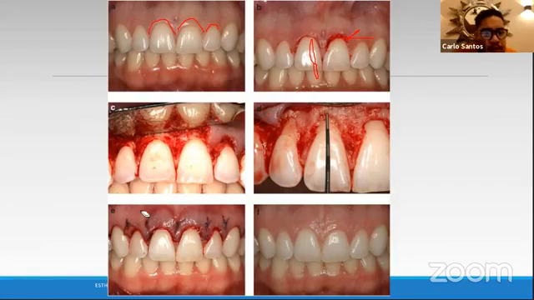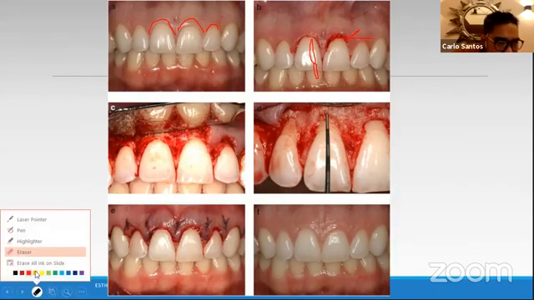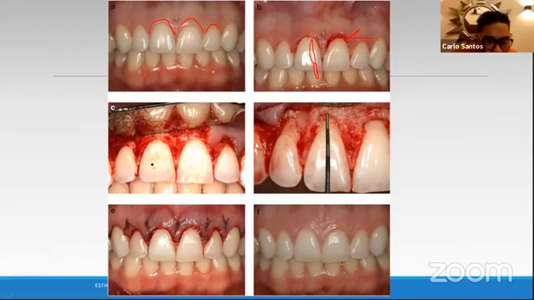So what's a papilla conservation flap? It's this one. You preserve the papilla. As you can see, the papillae here are preserved. Why do we do that before raising an envelope flap? Remember, an envelope flap is a flap without releasing incisions. You don't have those corners. It's just like a pocket or an envelope.